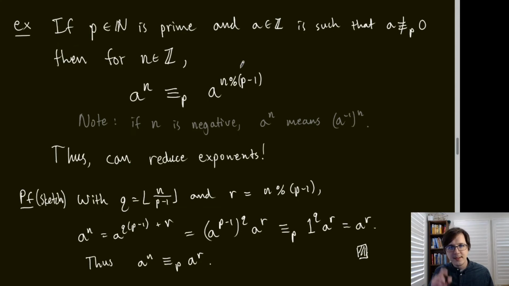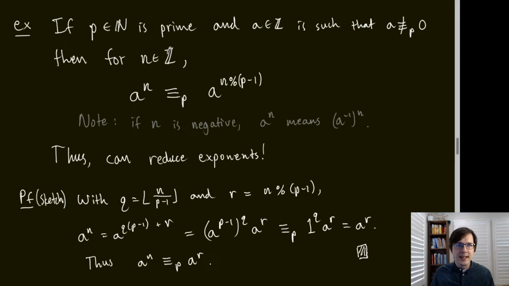Let's look at one more example, which is more of a theorem, and it's one of the reasons that Fermat's little theorem is so useful. So if p is a prime, and if a is not 0 mod p, then for n in the integers, a to the n is congruent mod p to a to the remainder of the exponent mod p minus 1. Before we had rules for reducing the base of a power mod p, and so when we have a prime, we can reduce the exponent mod p minus 1. So that's our additional rule that Fermat's little theorem gives us.